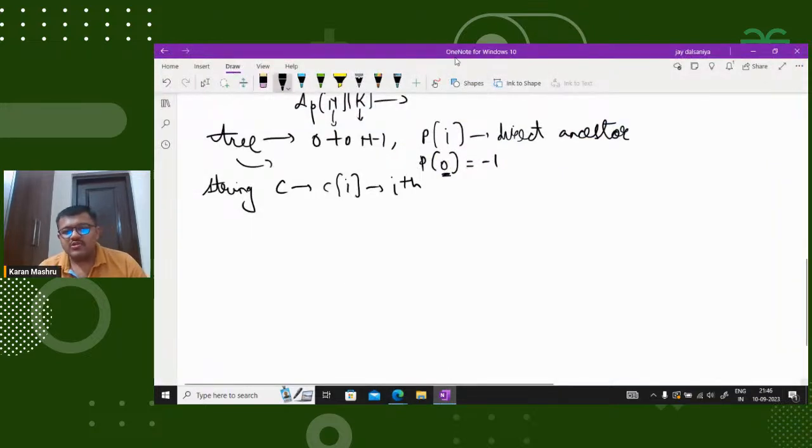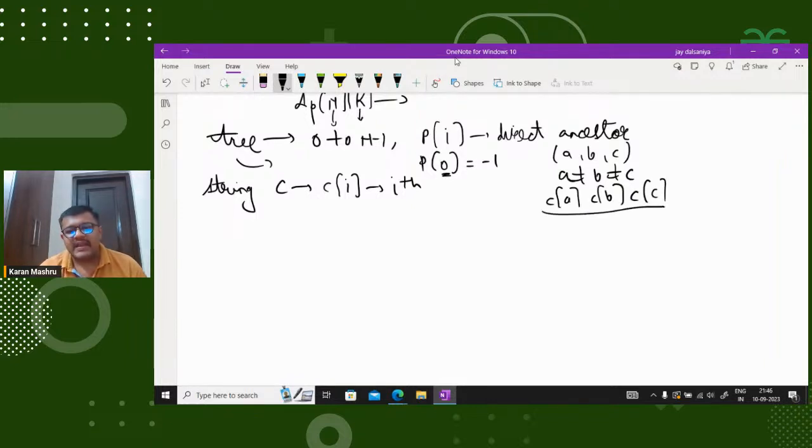we need to count all such triplets A, B, and C such that A is not equal to B is not equal to C, and CA, CB, and CC form a thrindrome, that is a three size palindrome. So basically, CA and CC should be the same, and B should be on the simple path from A to C.